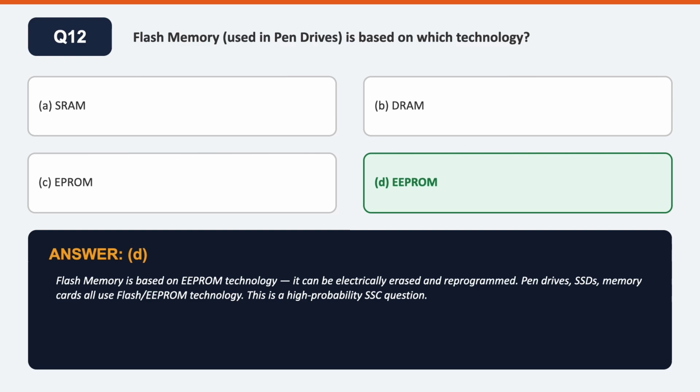Question number 12. Flash memory is based on A. SRAM, B. DRAM, C. EEPROM, D. EEPROM. Answer D. Flash memory is EEPROM based, electrically erasable. Pen drives, SSDs and memory cards all use this.